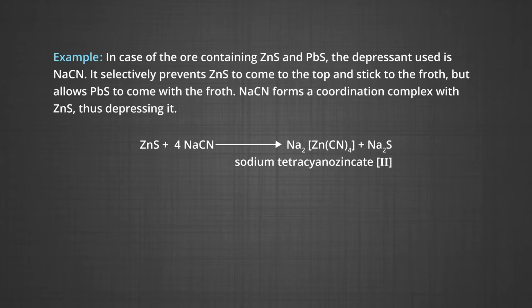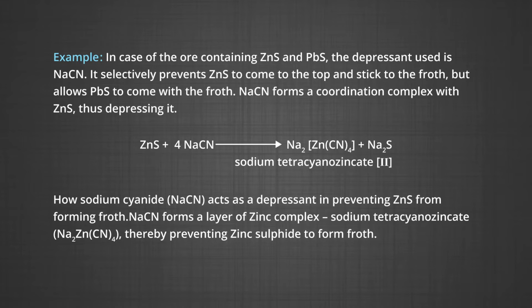It selectively prevents zinc sulfide from coming to the top and sticking to the froth, but allows lead sulfide to come with the froth. Sodium cyanide forms a coordination complex with zinc sulfide, thus depressing it. Let us understand how. Sodium cyanide NaCN acts as a depressant in preventing zinc sulfide ZnS from forming froth. NaCN forms a layer of the zinc complex sodium tetracyanozincate, Na2[Zn(CN)4], thereby preventing zinc sulfide from forming froth.